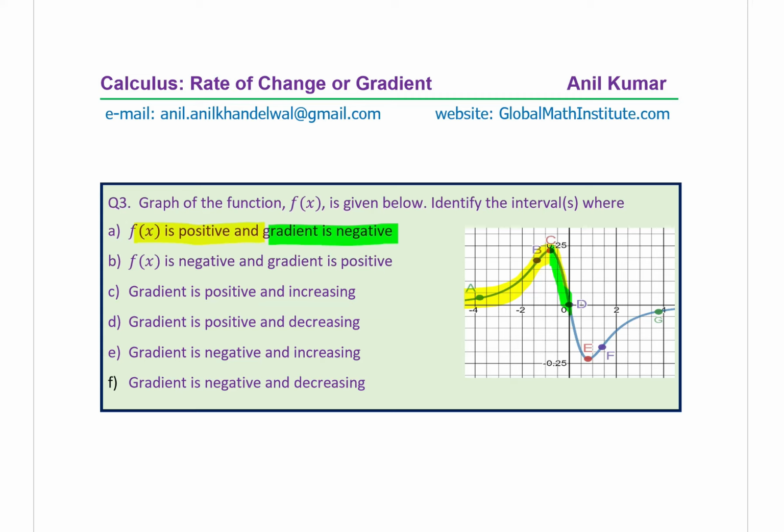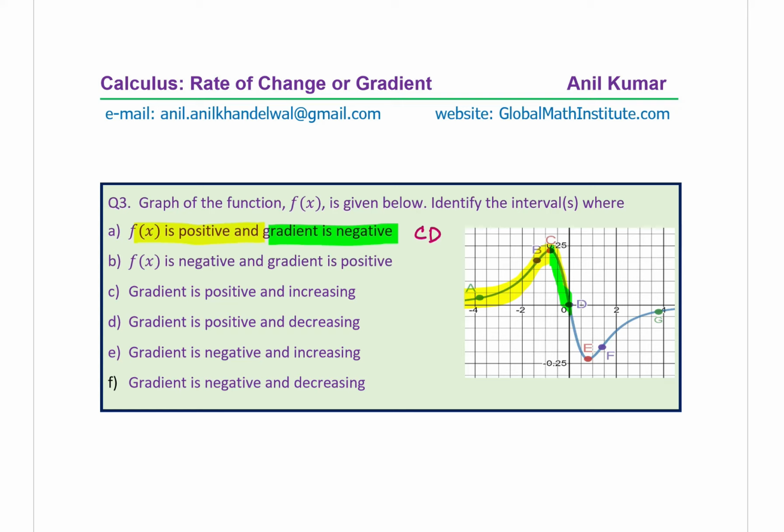Slope of the tangent is negative. So that is how we see both the conditions are being met along the path C to D. So we can write down this answer as C to D. Is that clear to you? Perfect. Likewise, you look into the other conditions.